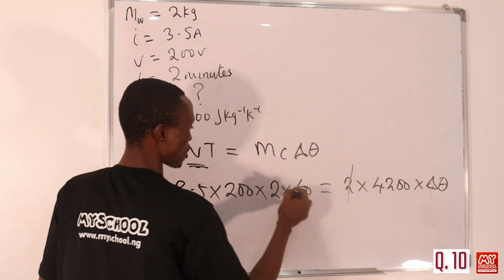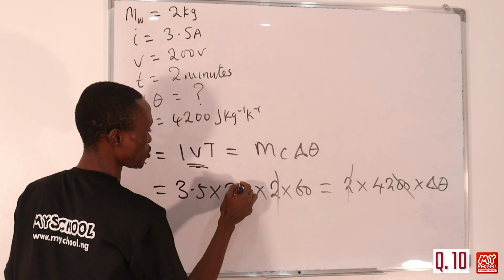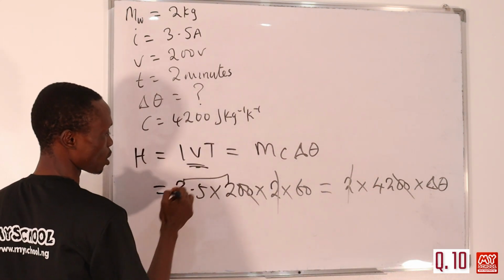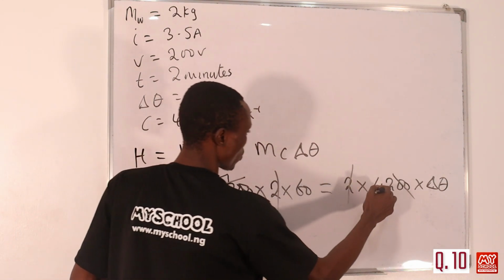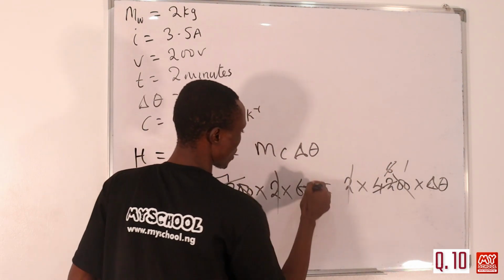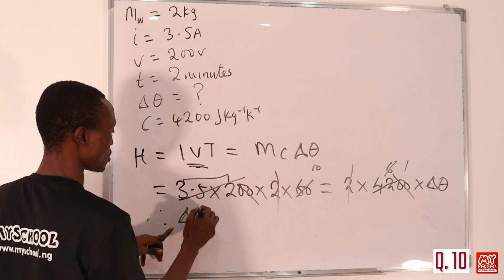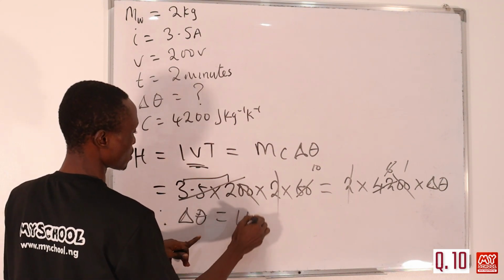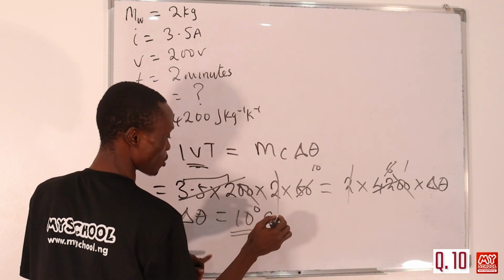So 2 can cancel out 2 here, right? So 2 zeros can take out these 2 zeros. If we multiply these, that will be equal to 7. So this 7 here, we also divide to give us 6. So 6 here will give us 1, and 6 here will give us 10. So we can say that the increase in temperature is equal to 10 degrees.